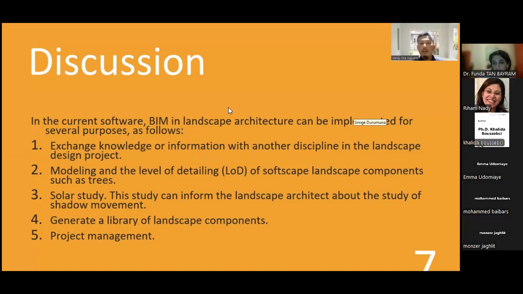And number five, of course, same as the other implementations of BIM in the architecture project or in other construction or engineering projects, this will give benefit in the project management in the landscape architecture project.